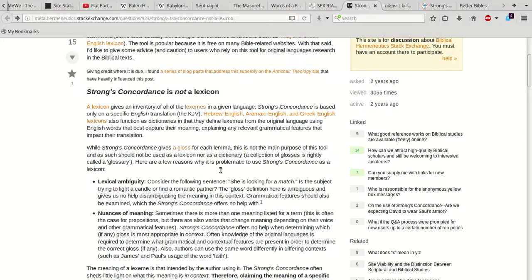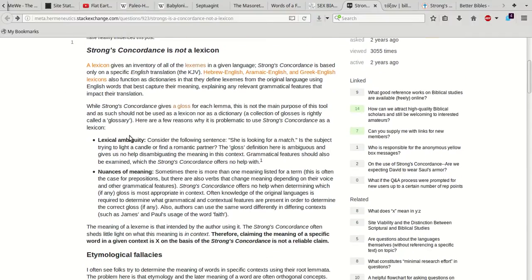And while Strong's gives a gloss for each lemma, this is not the main purpose of this tool, and as such it should not be used as a lexicon nor as a dictionary. A collection of glosses is rightly called a glossary. That's where that word comes from. A glossary is just a very quick description of how a word is being used in a particular document. And in this case, the particular document is a translation, not the original biblical languages.